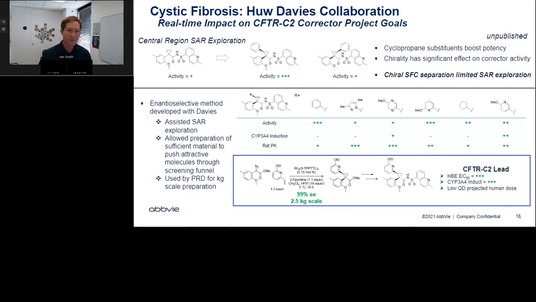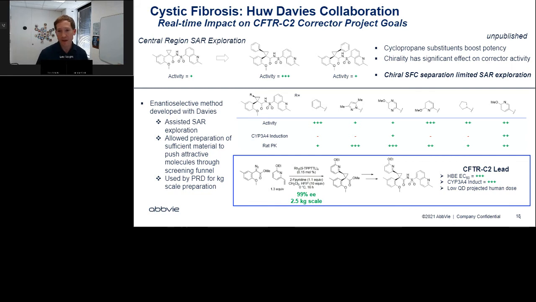So circling back to the C2 corrector project, what does this have to do with cystic fibrosis? One of the C2 corrector series was this cyclopropane with the ortho-methoxy substituent. And we found that substituting the cyclopropane gave greatly enhanced activity. And the chirality had a very significant effect on the activity, one enantiomer being much more active than the other. So since chiral chromatography was required, it was very slow getting through the SAR here. So the method that I just described to you greatly assisted SAR exploration and allowed preparation of material in sufficient quantities to push through the screening funnel.